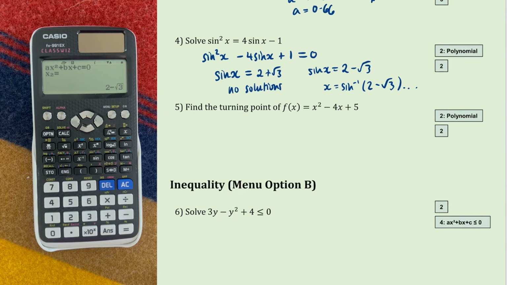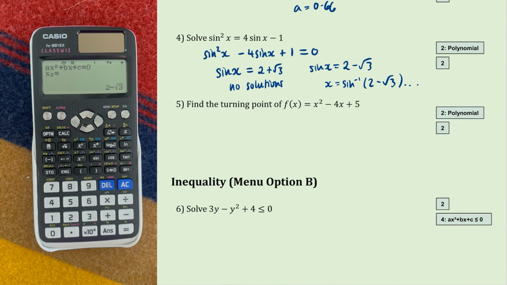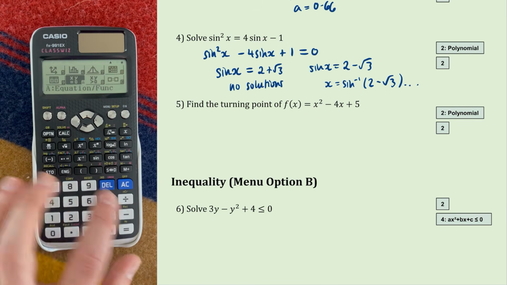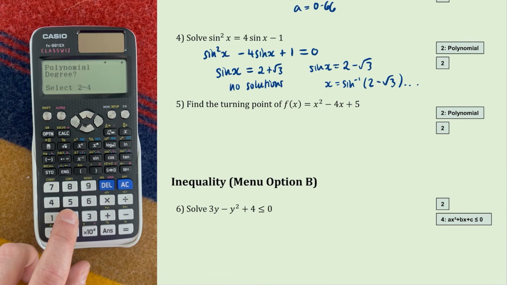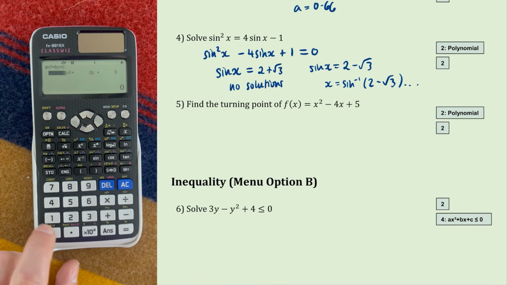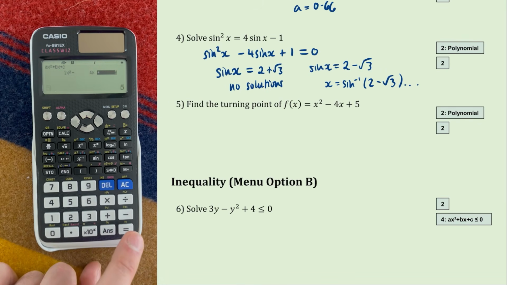Okay, last part we're going to do here is find the turning point of this quadratic. Now, it only works for quadratics here. We want to find the turning point of this. So I'm going to jump back to Menu. We're still on Equation and Function, and it's going to be a polynomial of degree 2 because it's a quadratic. So my coefficients are 1, minus 4, and 5. This only works with quadratics, and we want to find a turning point.